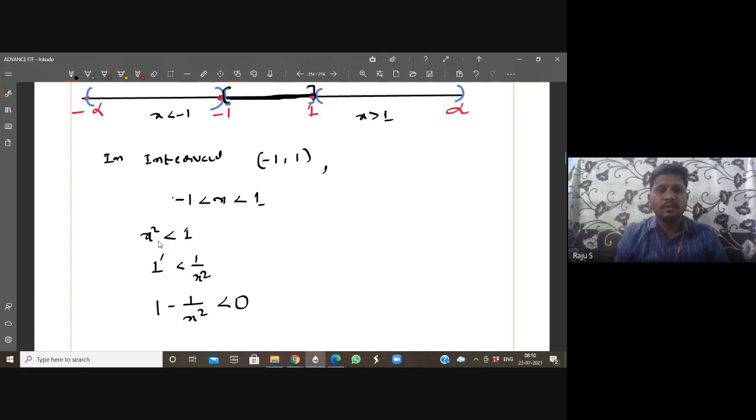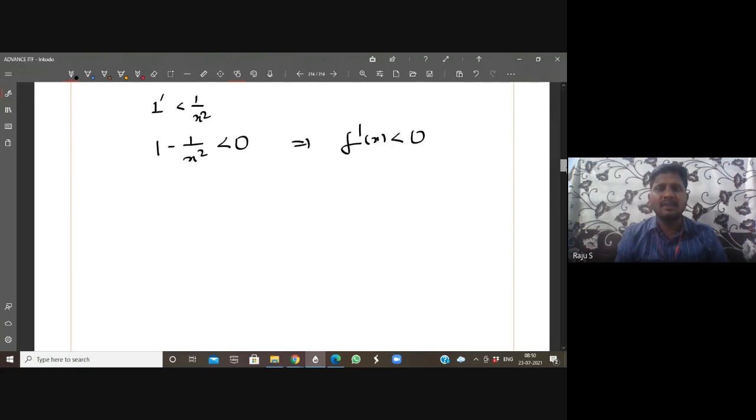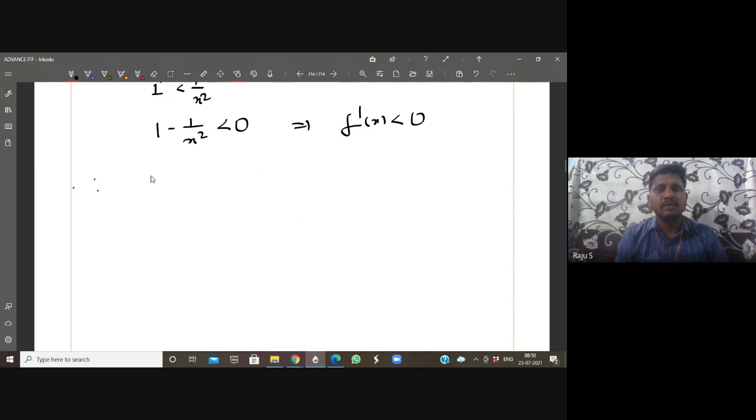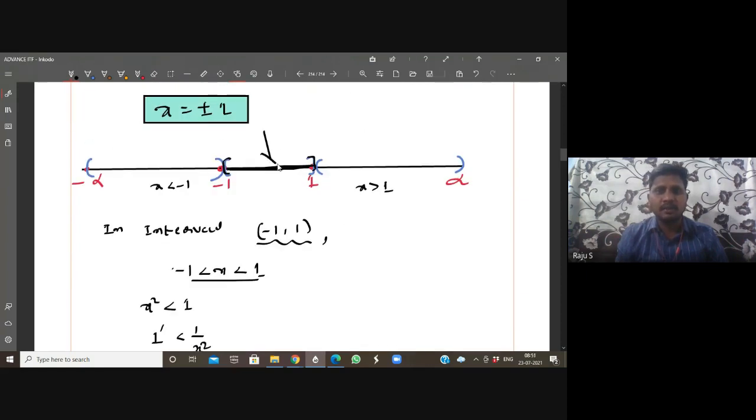See here. So when I square this, we get x square lesser than 1. After that, dividing with x square on both sides. So when I take 1 by x square to the left side, we get this, which is nothing but f dash of x, which implies f dash of x is clearly lesser than 0. So in this interval, is the given function increasing or decreasing whenever it is lesser than 0? Yes. So f of x is decreasing. In this interval, it is decreasing.